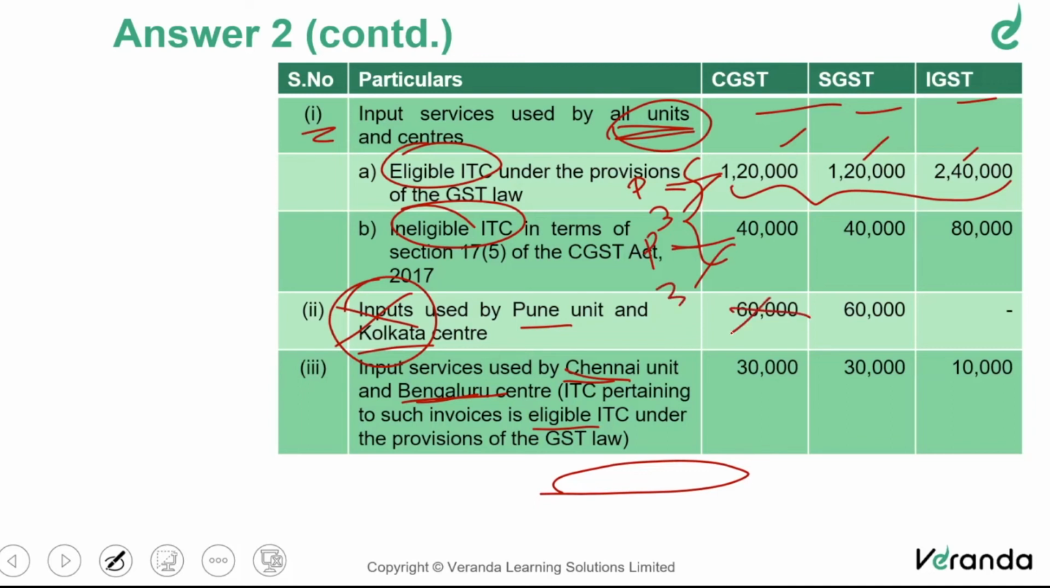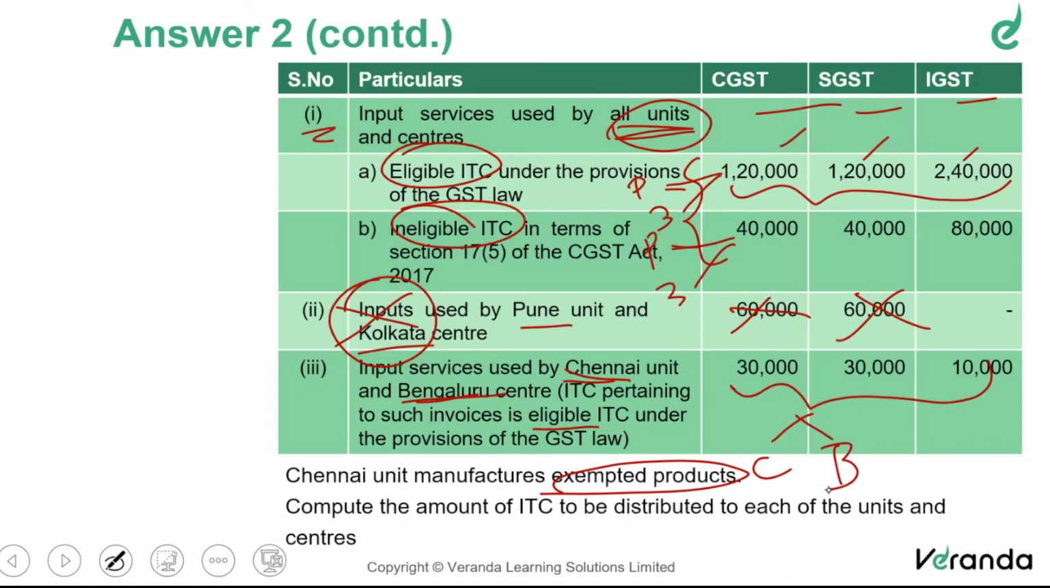This one is not required at all, whereas the last one depends on only Chennai and Bengaluru. Both of them are located in different states. Therefore, we can just add up the 3 numbers and then distribute to Chennai and Bengaluru. Am I making sense? Yes. Correct. Great. So having seen this detailed discussion of the answer, let's go and do it one by one.